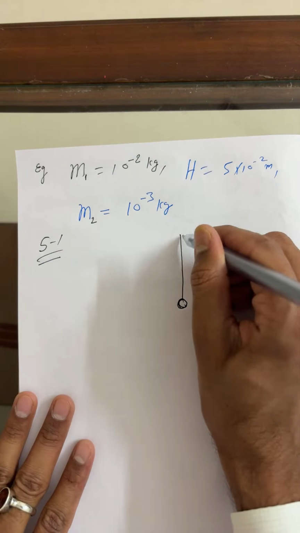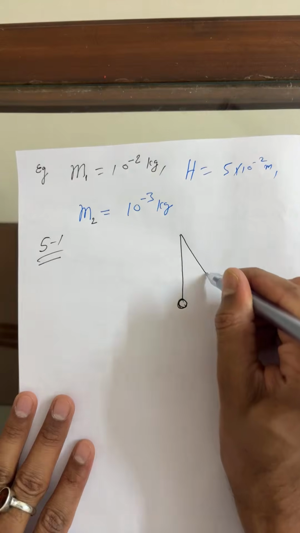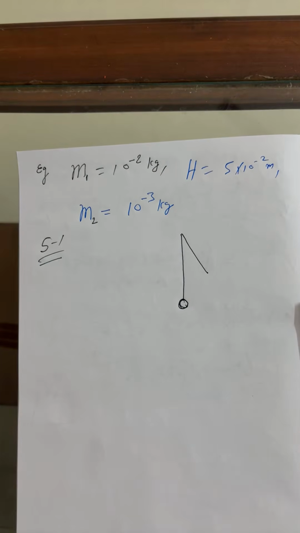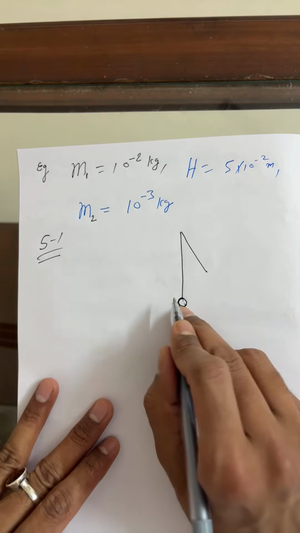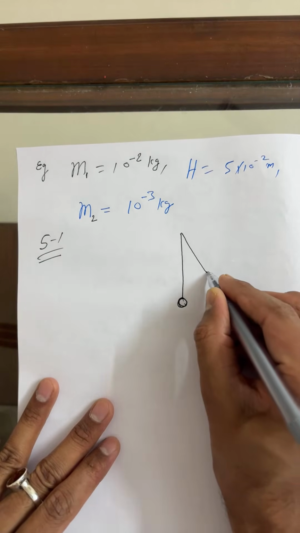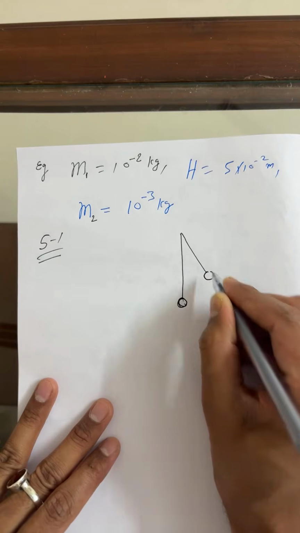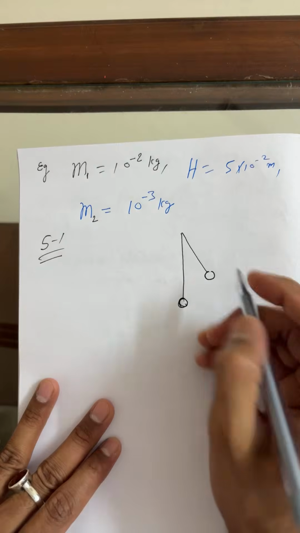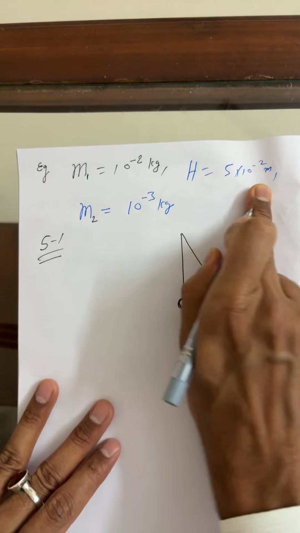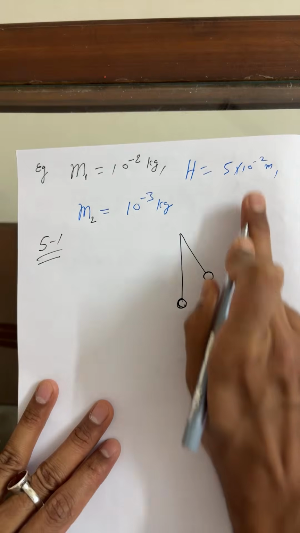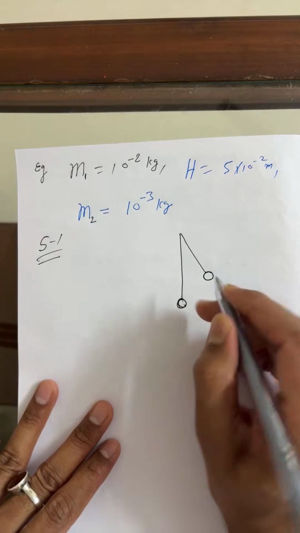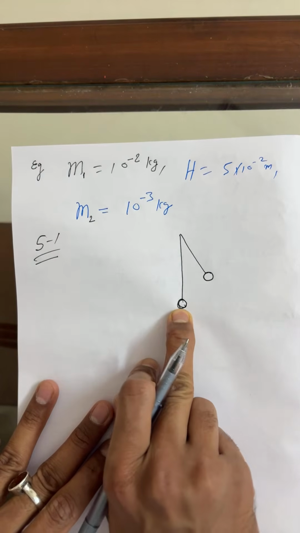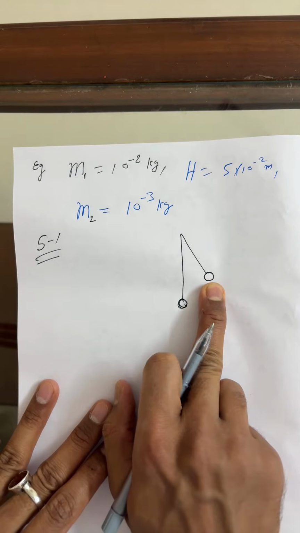So this is the initial mass over here. Now there is some height here. The M1 block finally arrives at this height. The height mentioned is 5 into 10 to the power minus 2 meter. This is mentioned in the question. Initially M1 block is here, finally M1 block is here.